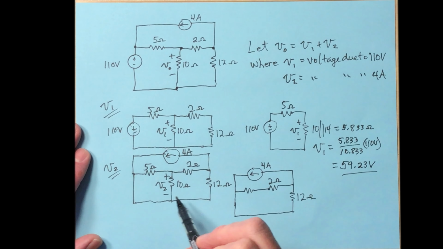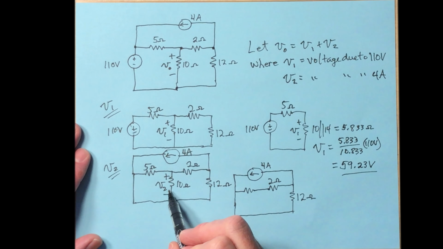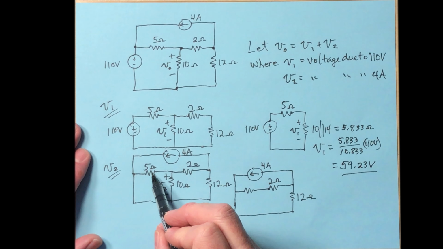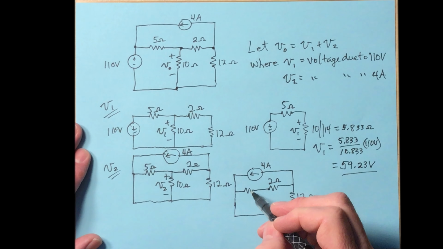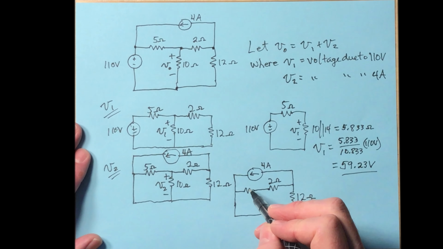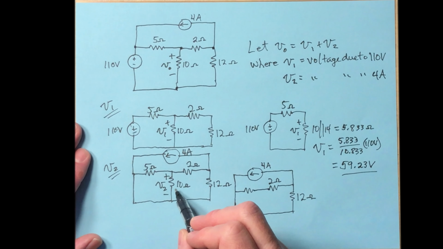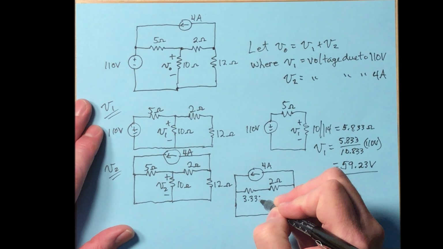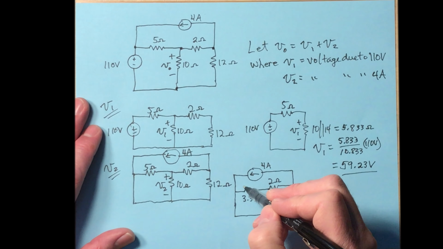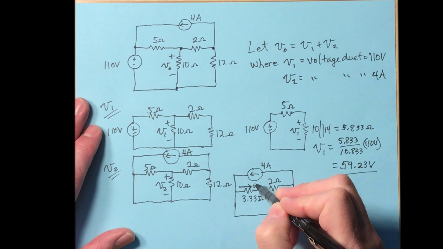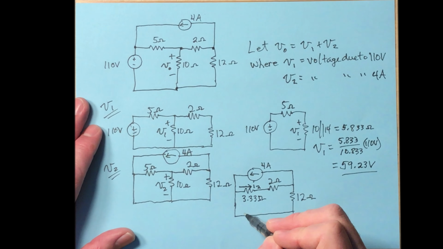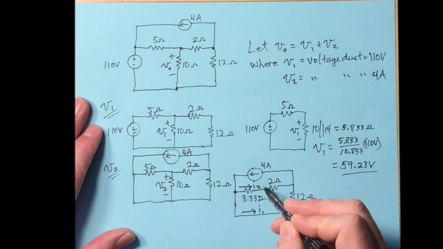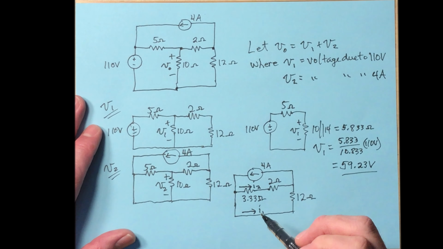Since these two elements are in parallel with each other, the voltage will be V2 over both of those. So this is the 10 in parallel with the 5. And let's see, what would that be? 50 divided by 15, 3.33 ohms, and there's a current going through this. We'll call that I2. But there's a current going this way. Let's call that I1, since we called that one I2.